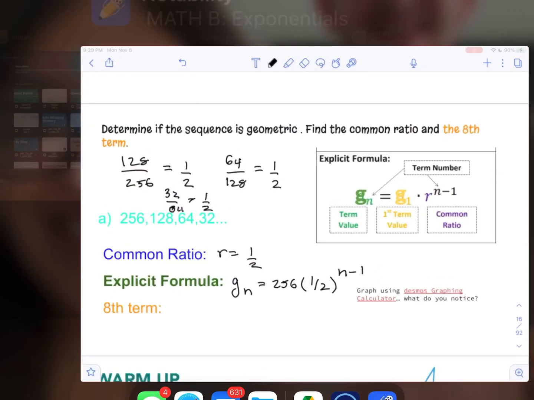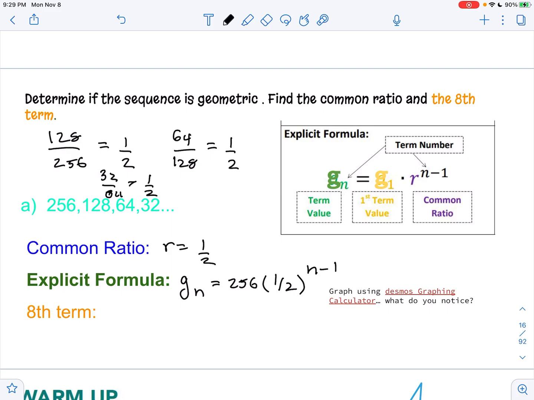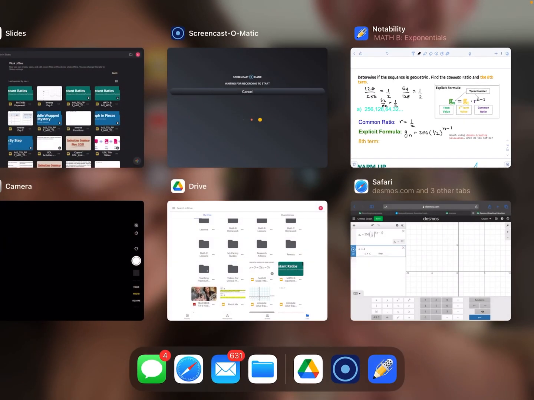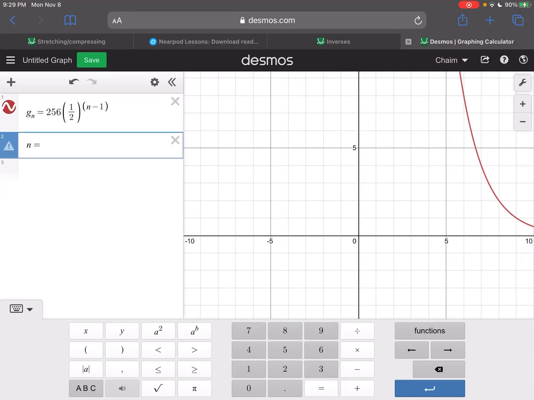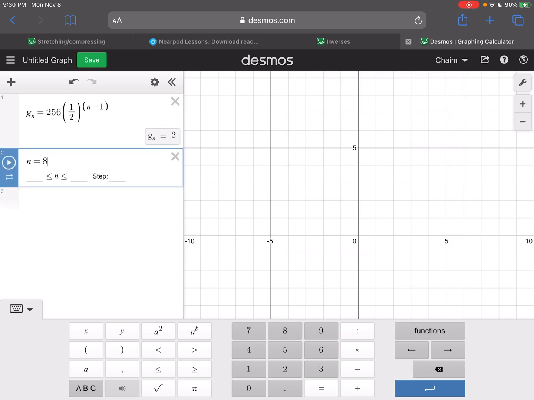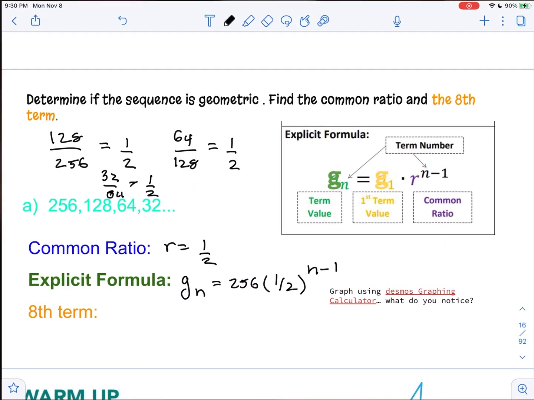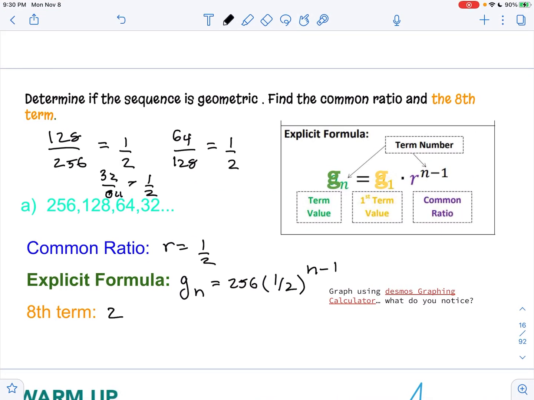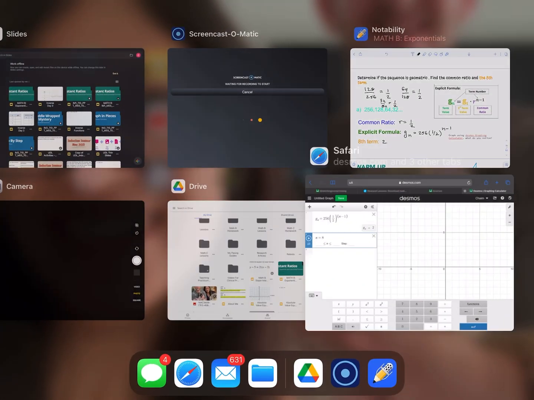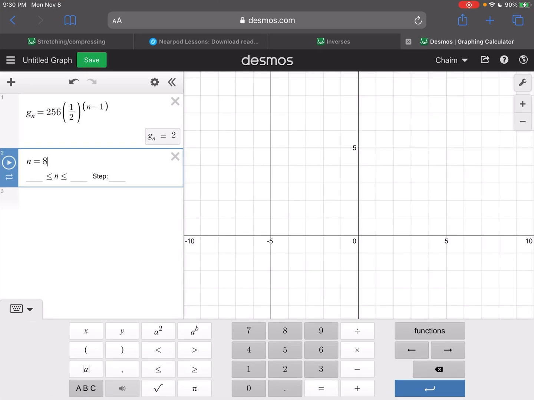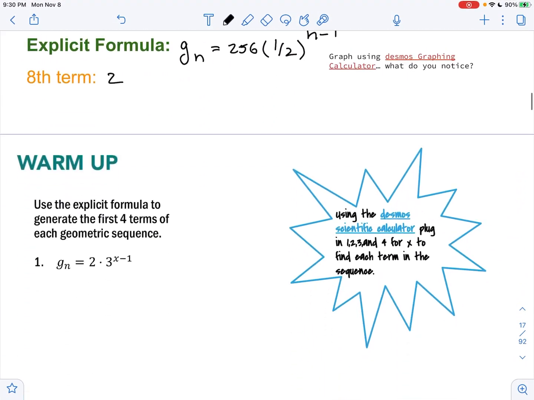So here we go. Oh, they want the 8th term. Well, that's not a big deal. The 8th term, that's when n equals 8. That's 2. Interesting. That's 2. Okay.